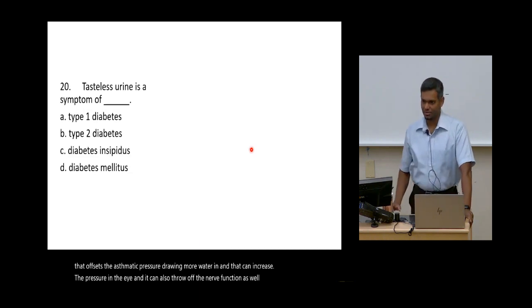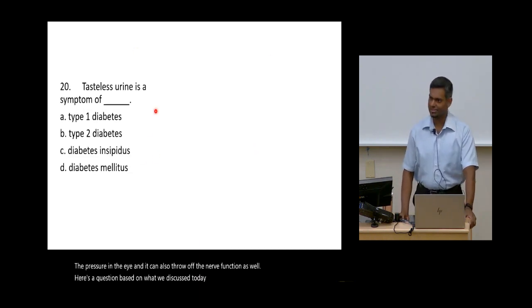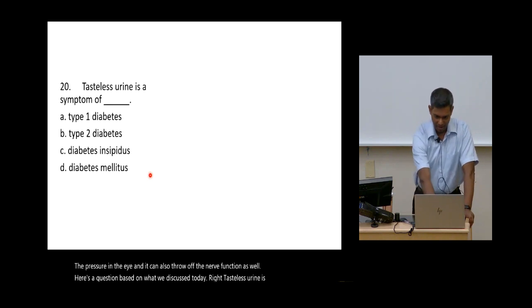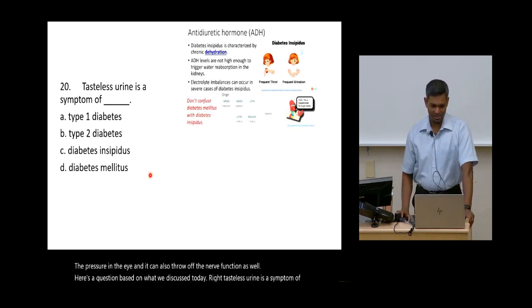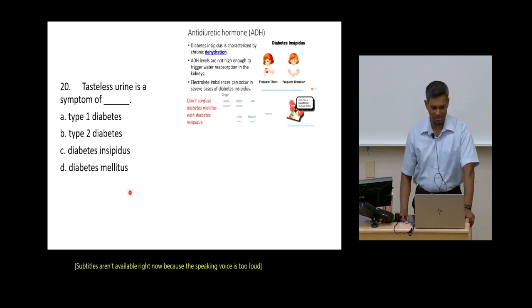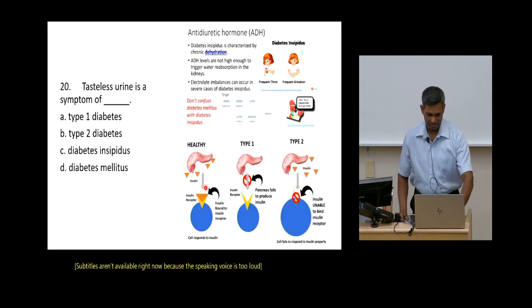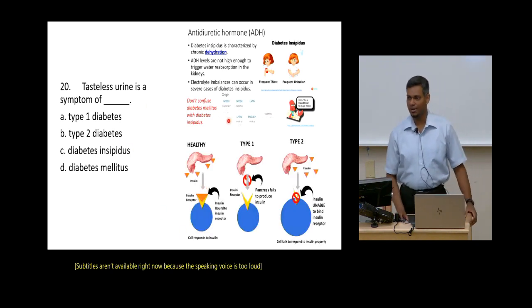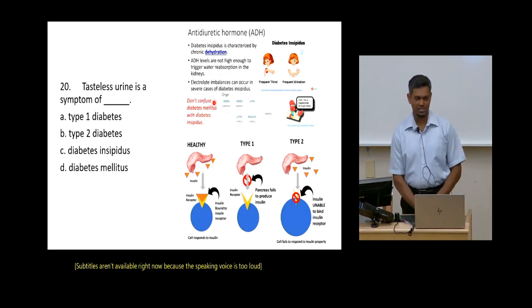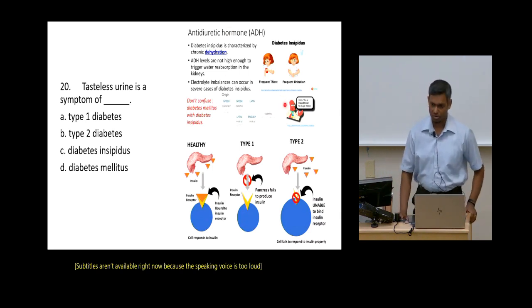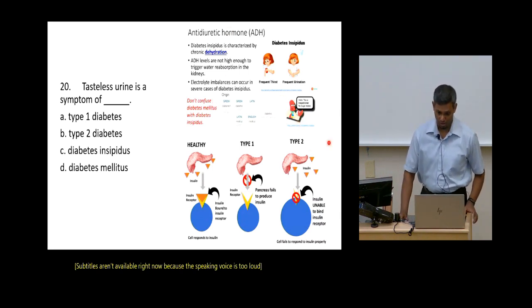Okay, here's a question based on what we discussed today, right? Tasteless urine is a symptom of A, type 1 diabetes, B, type 2 diabetes, C, diabetes insipidus, or D, diabetes mellitus? Is it C? Because we find that in diabetes insipidus, what is the hormone which is not being released? ADH, right? And so there is excessive urine which is produced due to increased water loss.